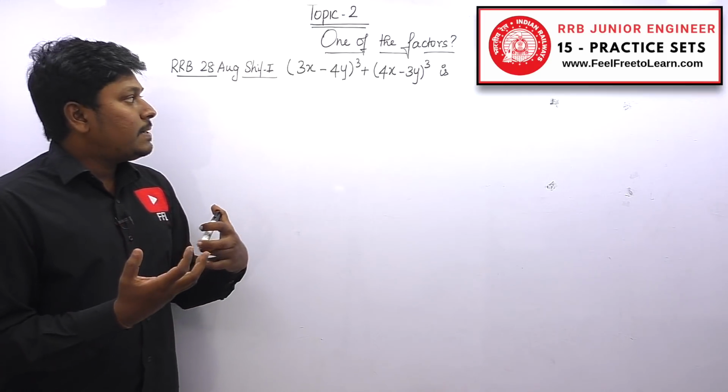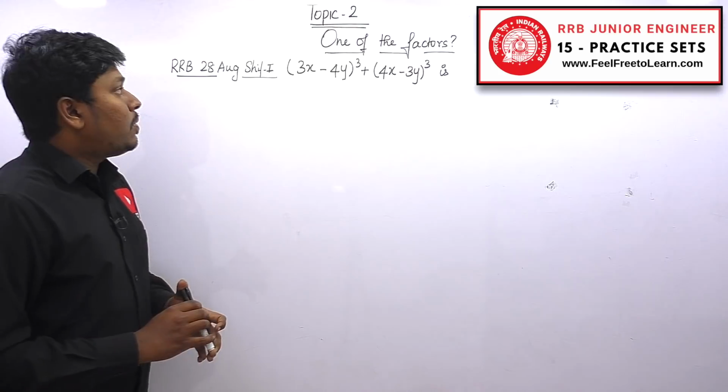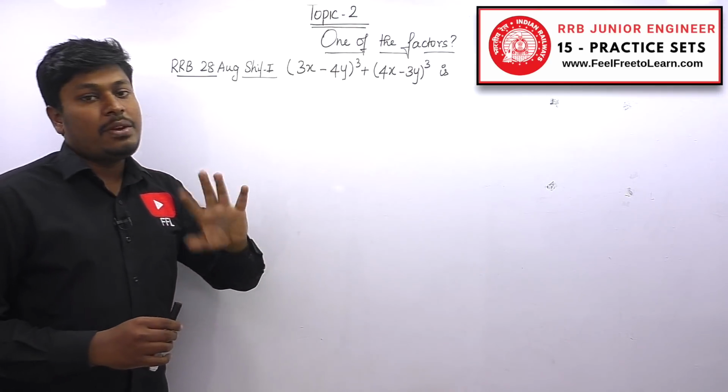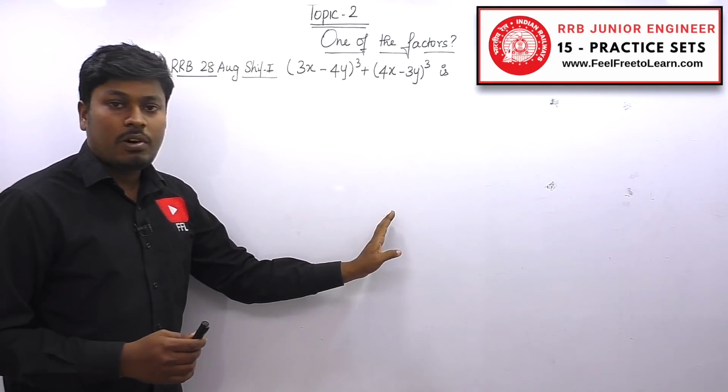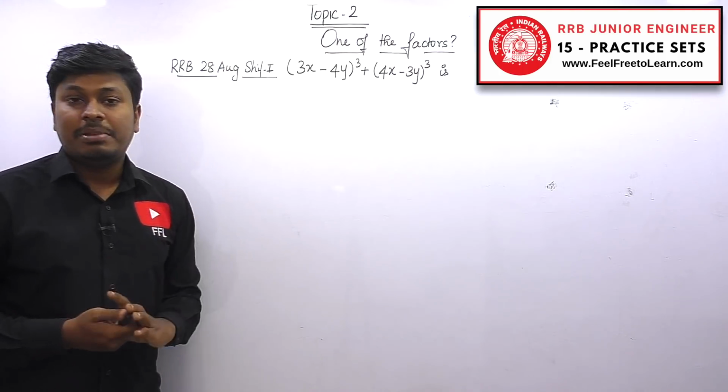And remember that it's just an example question. I have taken one example question. What we need to do is solve the equation and find one of the factors. Usually we will get 3 or 4 factors. From that, based on the options, we need to find which one will be the factor.